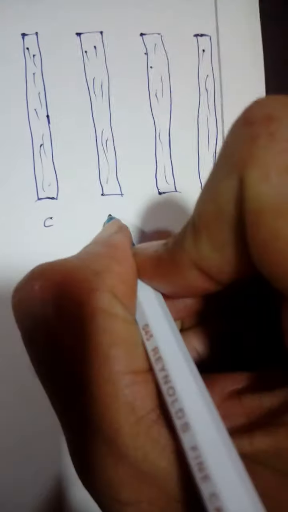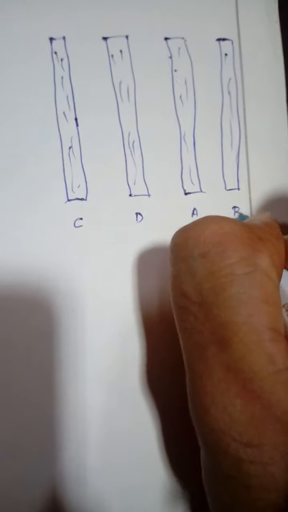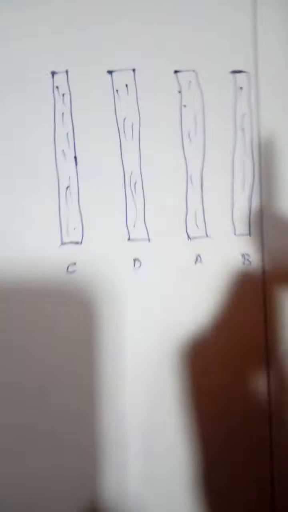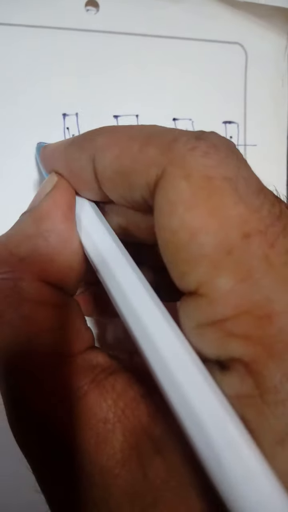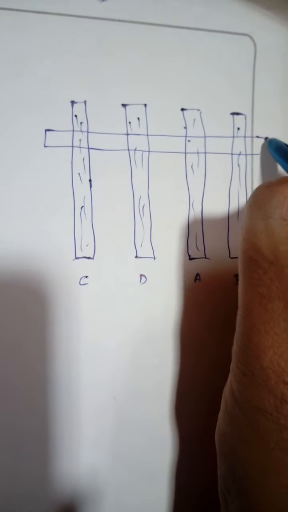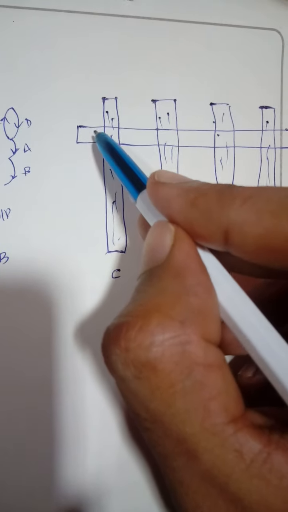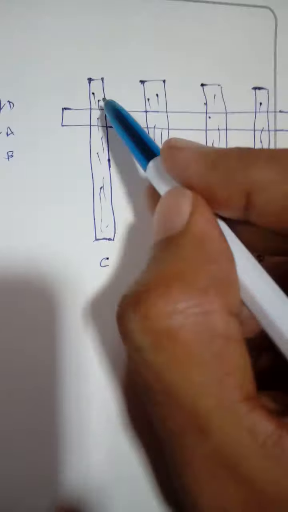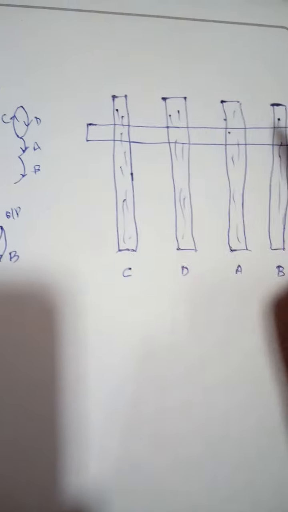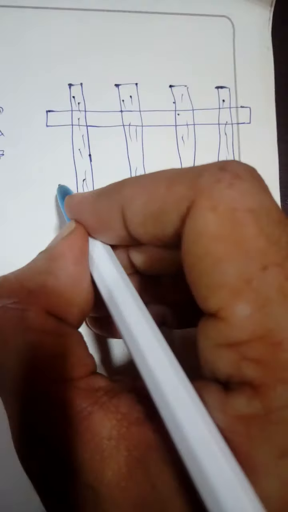So I'll name them as C, D, A, B. So these are your polysilicons. So here I'm crossing it with the diffusion. Whenever the diffusion crosses with the polysilicon, this is P plus diffusion, so the transistor will be formed. This is C transistor, this is D, this is A transistor, and this is B transistor.